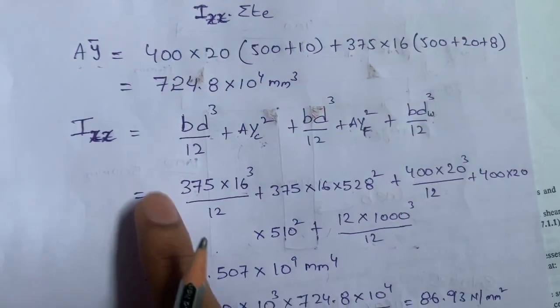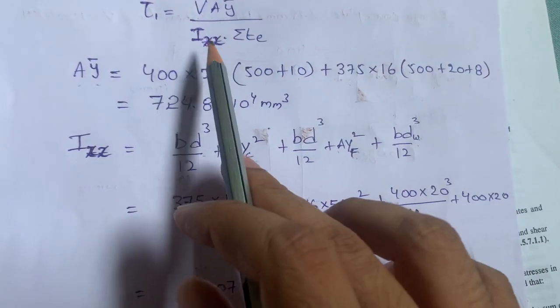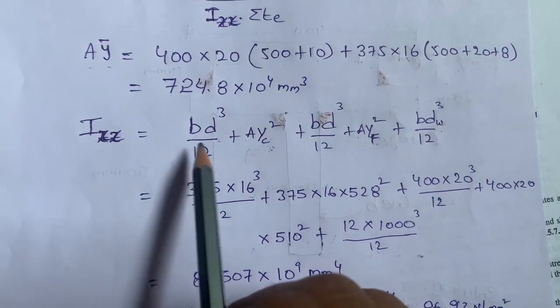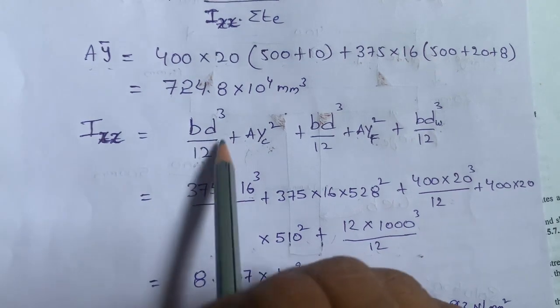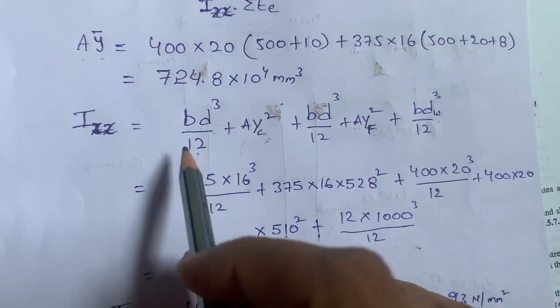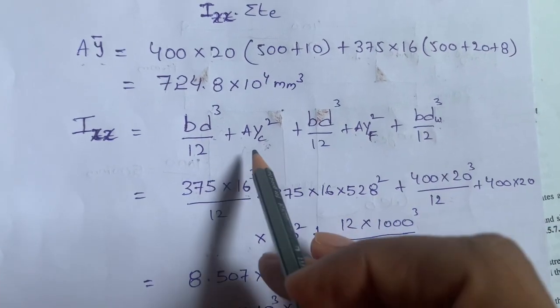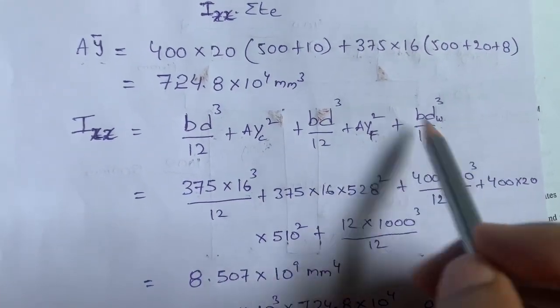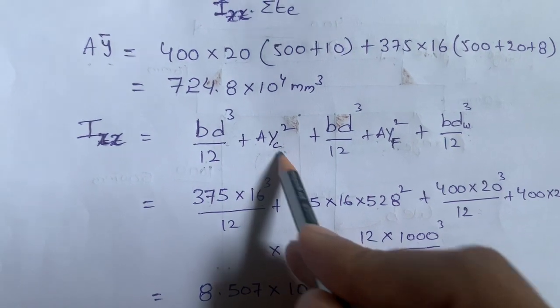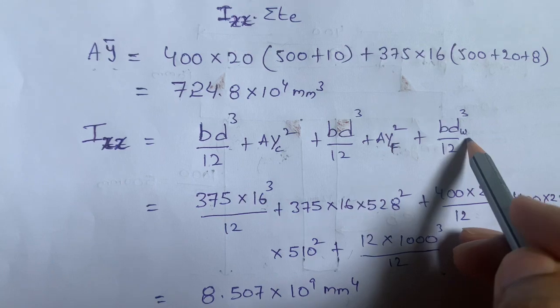After that we are going to calculate Ixx. Ixx is the moment of inertia about the xx axis. We already know the formula for a rectangle, moment of inertia is BD cube by 12 plus A Y square. So we have 3 plates: cover plate, flange plate and web plate. For your understanding, I wrote here Yc square for the cover plate, Yf square for the flange plate and dw for the web plate.